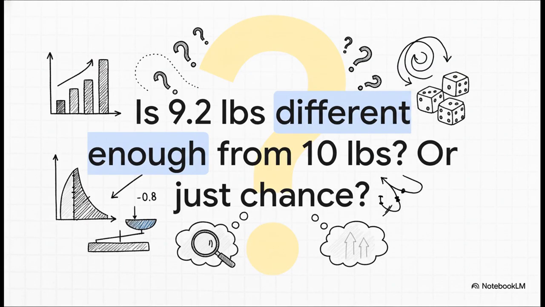And this right here, this is the million-dollar question. Sure, 9.2 is less than 10. But is it significantly less? Or is it possible the club's claim is true and we just happened to pick a group of people who had a slightly off month? Is this a real difference or is it just random noise?